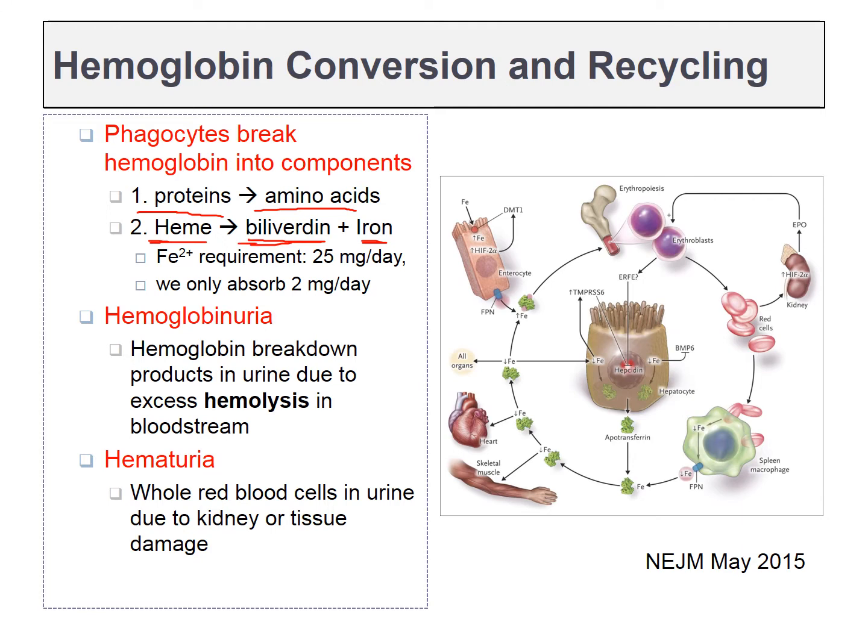The biliverdin, as we will learn next quarter, must be removed from the body by the actions of the liver, the colon, and the circulatory system. For now, though, let's focus on iron. To make all of those red blood cells, we need about 25 milligrams of iron per day, but we can only absorb about 2 milligrams per day from our digestive tract. The other 23 must be recycled.